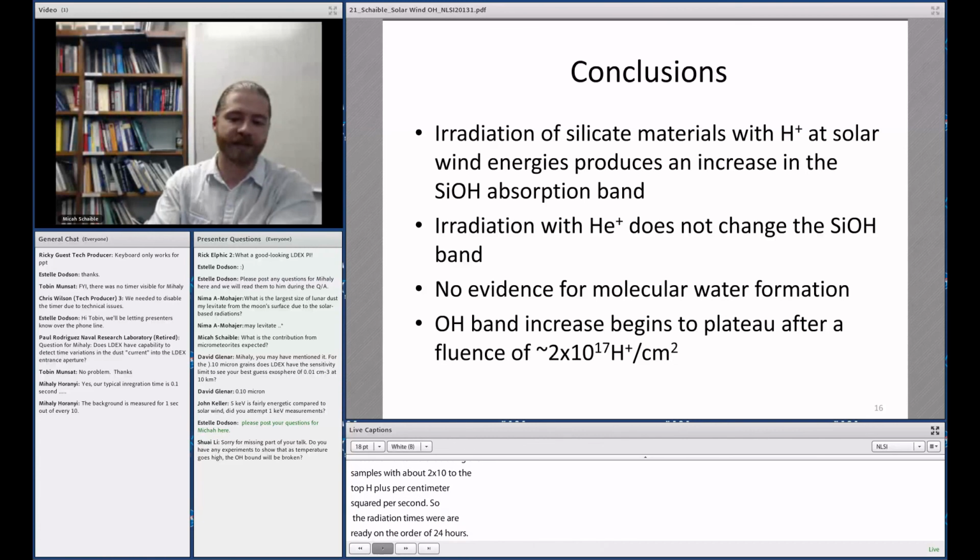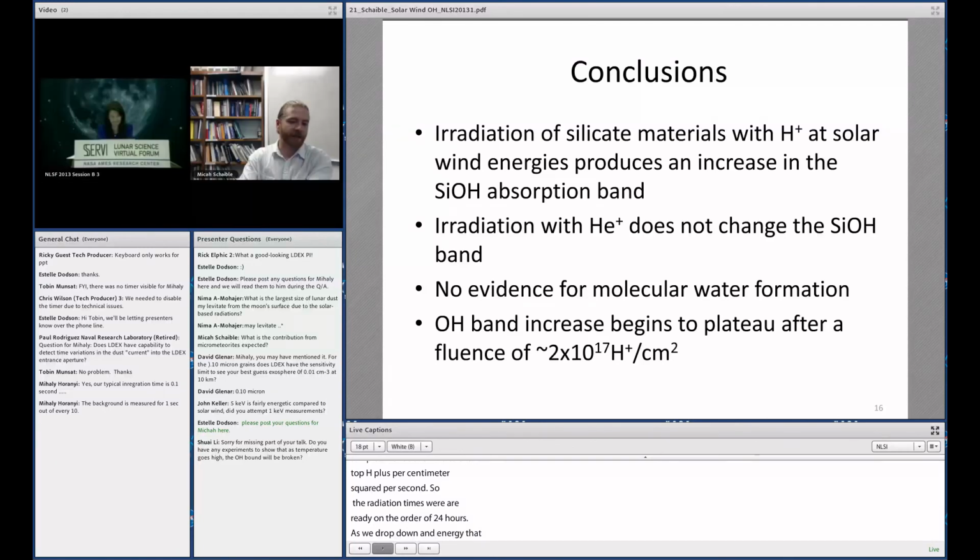As we drop down in energy, that flux of hydrogen decreases, and at this moment we weren't prepared to sit there for multiple days irradiating the samples. But we do hope to improve our beam currents in the future and do irradiations at 1 keV. We did do irradiations at 2 keV, which is more similar to the solar wind energies. And we didn't see any major qualitative differences in the increase for that 2 keV measurement.